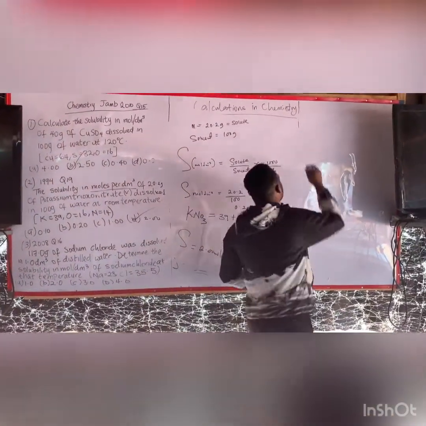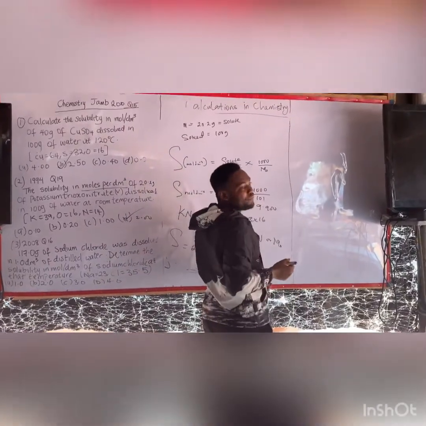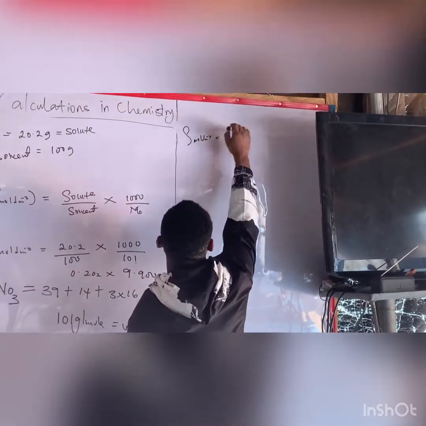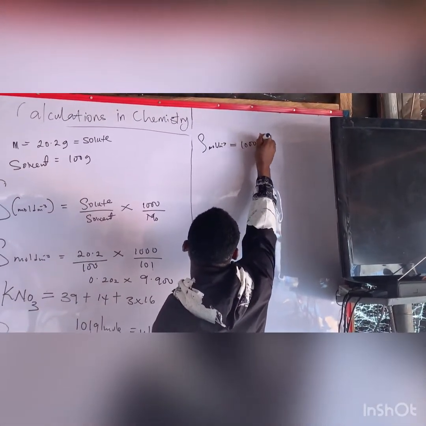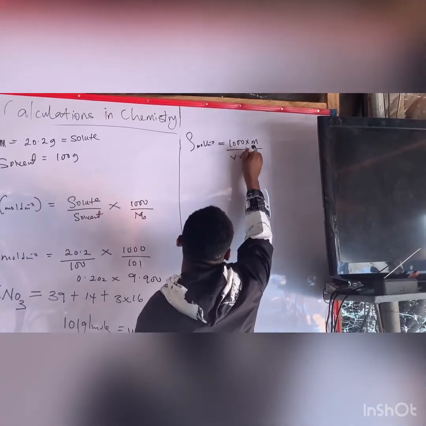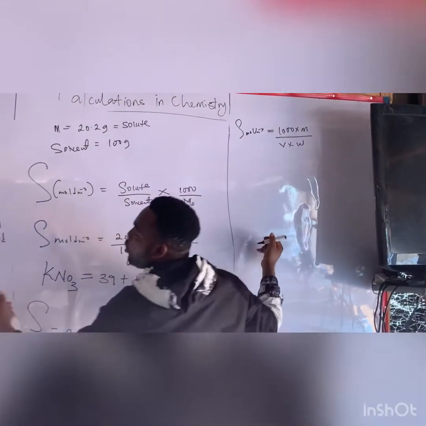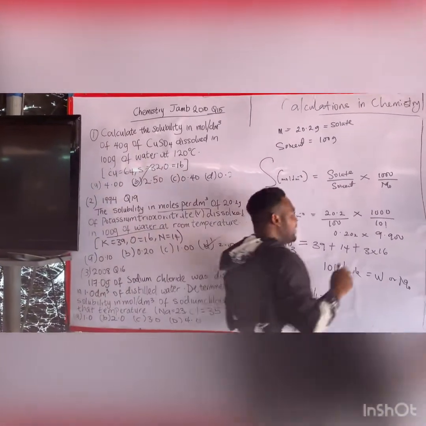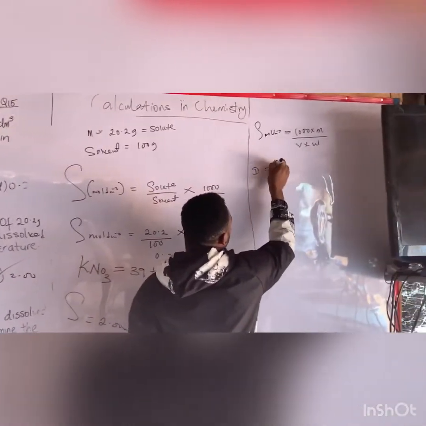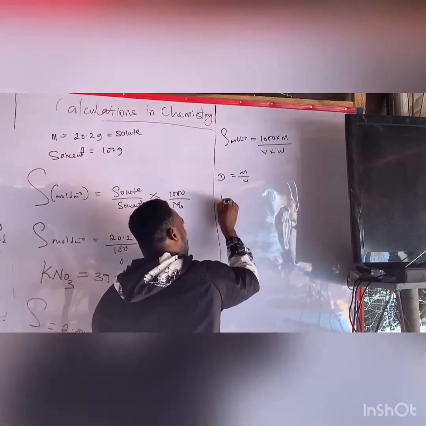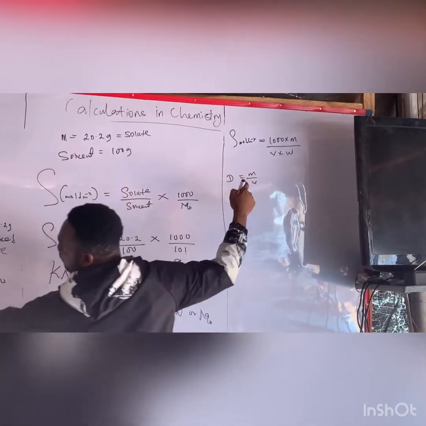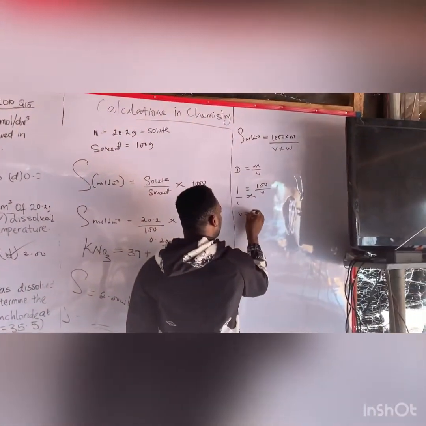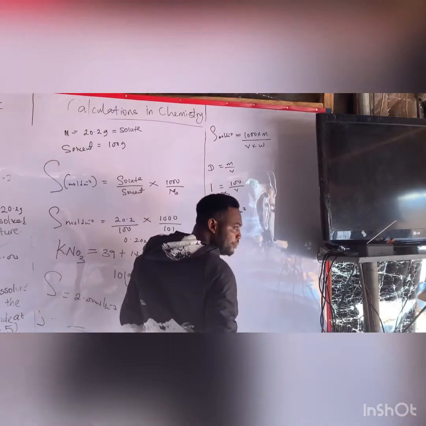Let's use the first formula, the number 1. The number 1 formula says solubility in mole per dm cube is equal to 1000 times M over V times W. Once again, they dissolved it in water. And what's the density of water? Density of water is 1. So if density is mass over volume, the mass is 100, divided by V over 1, and V is equal to 100 cm cube.